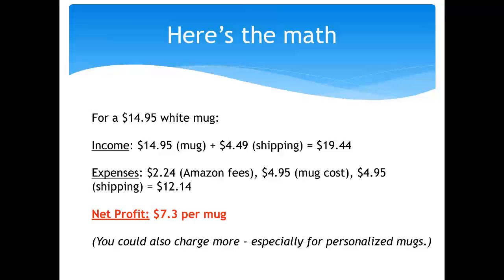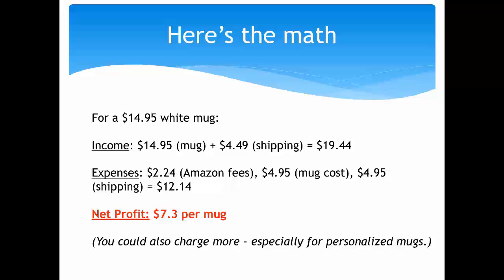Okay, so for a $14.95 white mug, which is what I like to recommend for 11-ounce mugs, you're going to charge $14.95 for the mug. And this is if you're using Amazon. You can charge more on other sites if you want, but let's just use Amazon because it has more fees. Of course, you could also charge other prices besides $14.95, but if we go with that, then once you make a sale, you'll bring in $14.95 as an example, and then you'll also make $4.49 in shipping, which means that you'll get a gross income of $19.44.